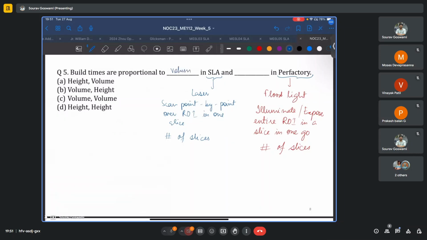So build times of SLA are proportional to the volume, whereas in Perfactory we saw that in each slice it does not really matter as to what is the area that is to be scanned or exposed because I can expose my entire build plate in a single go. I preferentially do not expose some regions because I do not want to cure them. However, the number of layers will impose constraints. And so, in the case of Perfactory, the build time is only proportional to the height of the build. So, corresponding to this, we see that option B is correct.